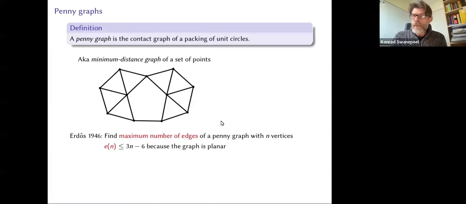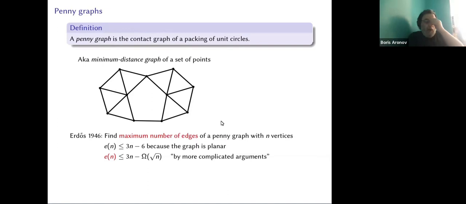So first of all, he mentioned there's an upper bound of 3n-6 edges because it's a planar graph. And then he said, there's also an upper bound of 3n minus a constant times square root of n by more complicated arguments. But he didn't specify what they were, but I will recreate this later on.